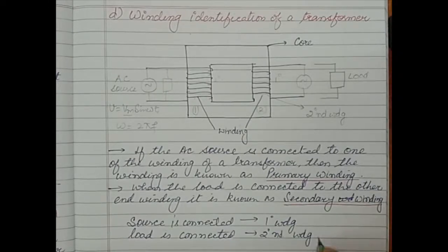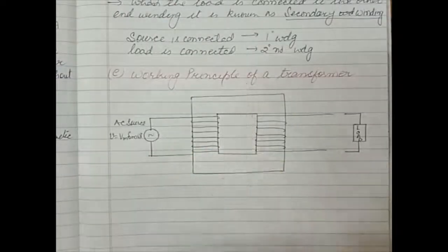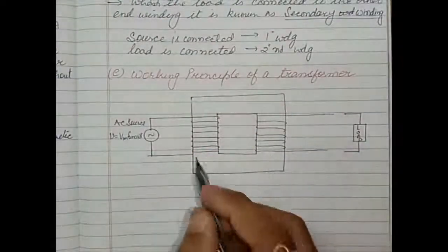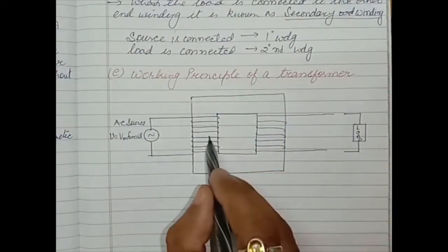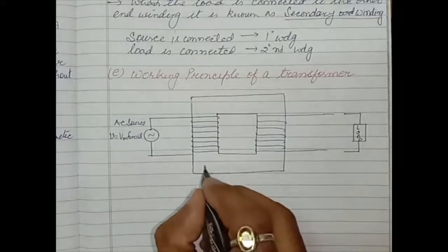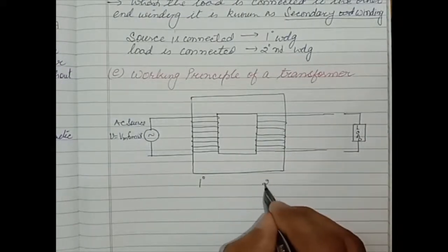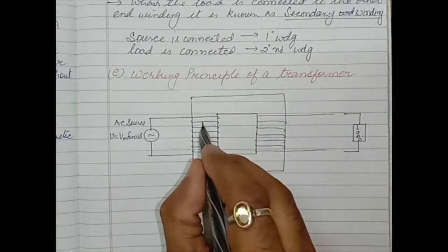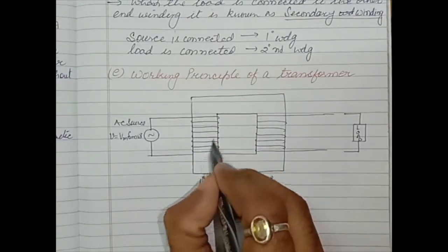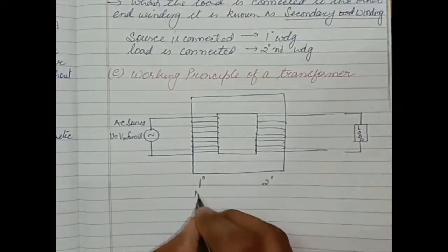Okay, now the next topic is the working principle of a transformer. So here in this figure, the source is connected to this winding, so let this be the primary winding, and the load is connected to this side, this is the secondary winding. Okay, here this is the primary winding, which has a number of turns, let it be n1.